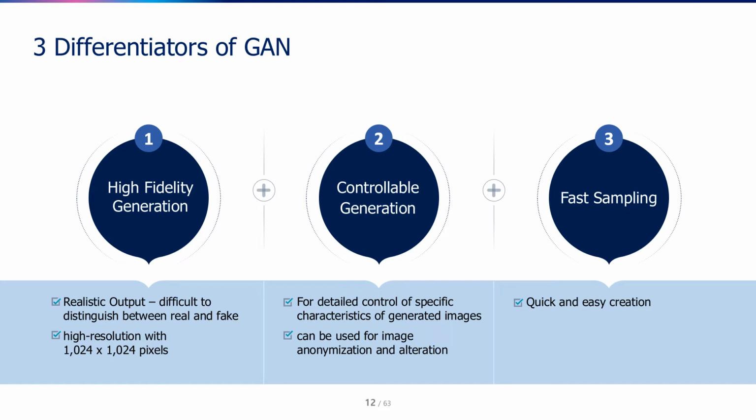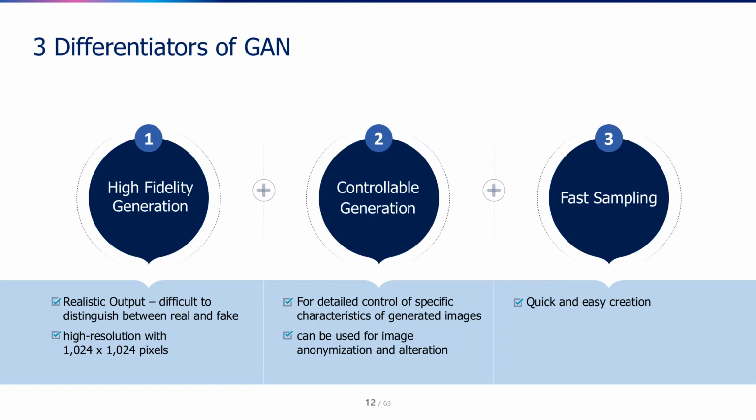Overall, we can summarize them as 3 differentiators of GAN: The first is high-fidelity generation, which enables creation of realistic outputs in high resolution of 1024 by 1024 pixels. The second is controllable generation, which enables detailed control of features and attributes in fake images. In this way, we can generate fake images in the ways we want.